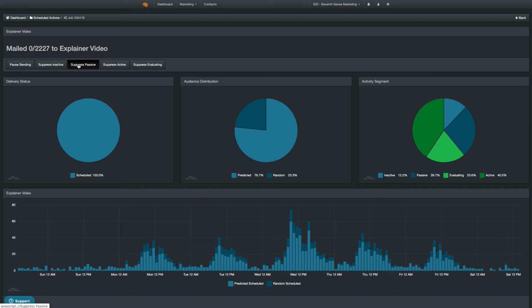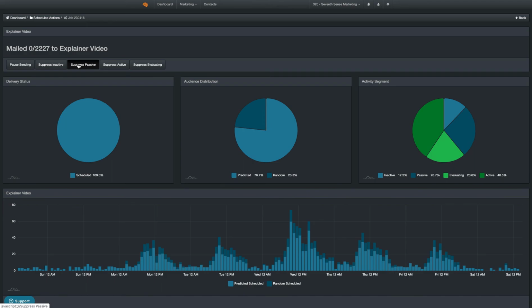Or maybe we had suppressed the inactive and passive segments and are finding a promotion or email that is performing incredibly well and is really resonating with our audience. We could simply go in and unsuppress these segments. Or on the opposite end of the spectrum, let's say we want to run some type of re-engagement campaign and don't have a plan on how to find who we should send the email to.